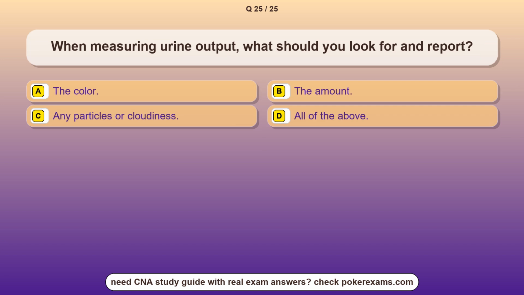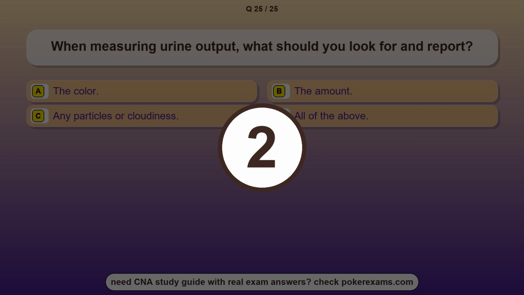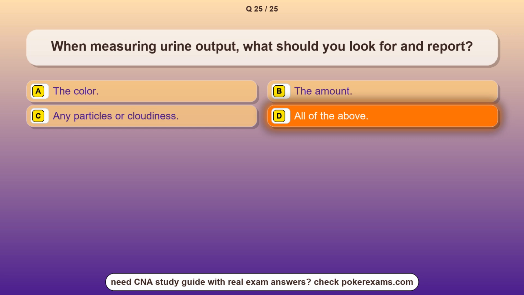Question 25. When measuring urine output, what should you look for and report? Option A, the color. Option B, the amount. Option C, any particles or cloudiness. Option D, all of the above. The correct answer is option D, all of the above.